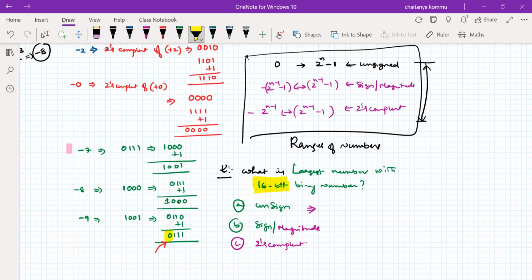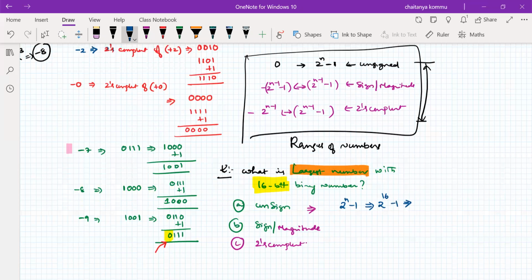And one more thing is that they have asked only for the largest number. They didn't ask for the total range. Total range means 0 to 2 power n minus 1. So what is the maximum number? It is 2 power n minus 1. That's it. Therefore, 2 power 16 minus 1.